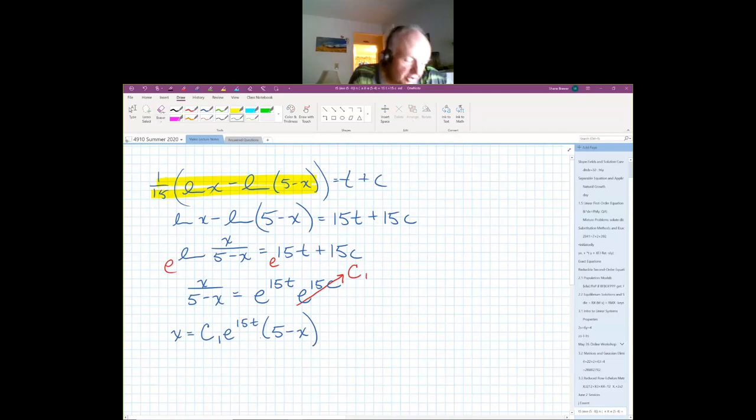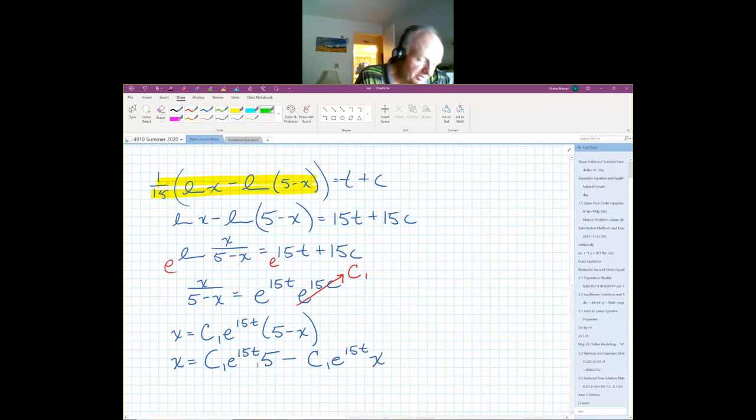Well, I'll show you. The other way worked just fine. You just keep all of those terms in there. You'd keep the e raised to the 15c in there, and it's just going to float around and make everything complicated. But we need to solve for x, so we need to distribute this through here. So we get a 5 minus C sub 1 e to the 15t x.